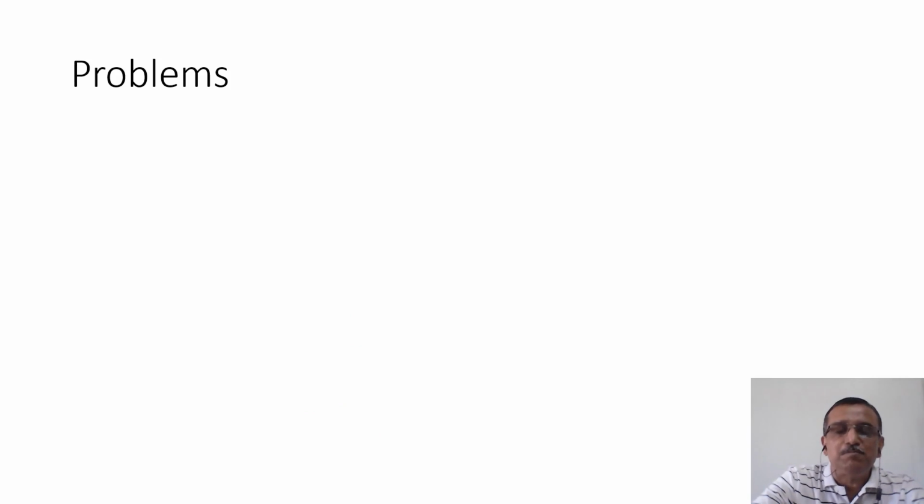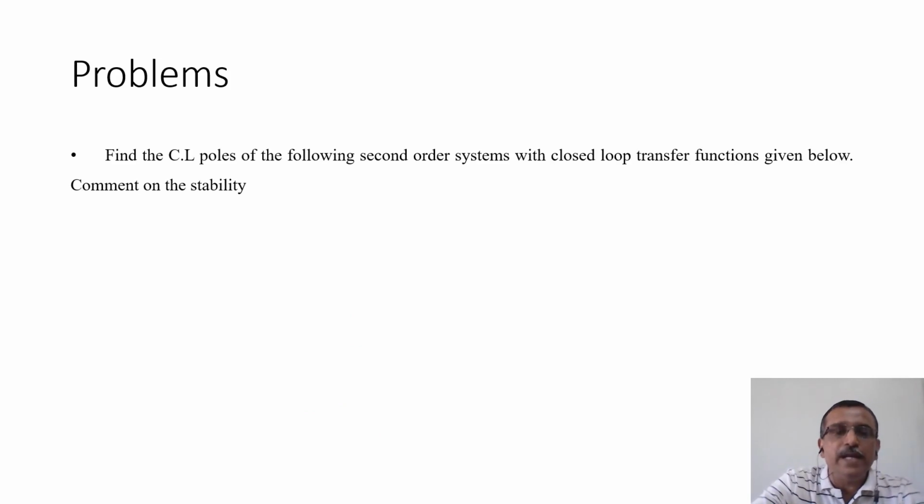This is a problem. Find the closed loop poles of the following second order systems with closed loop transfer functions given below. Comment on the stability. Here the closed loop transfer function itself is given, and you have to comment on the stability.